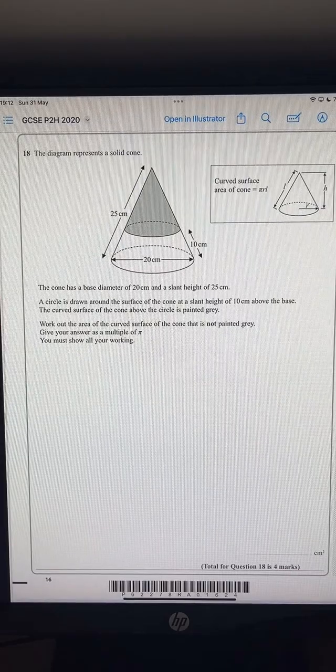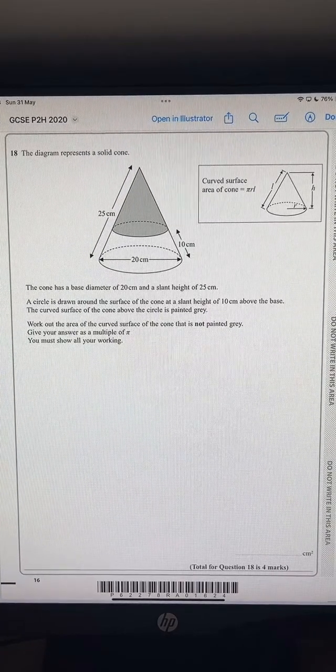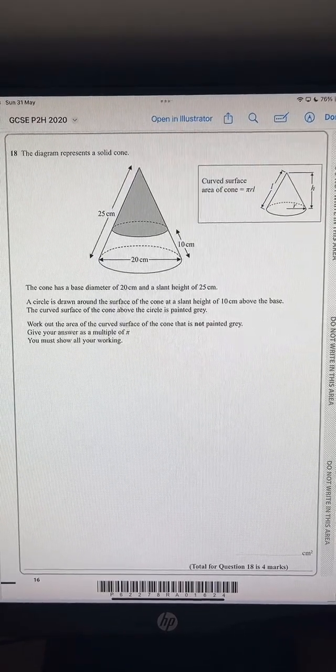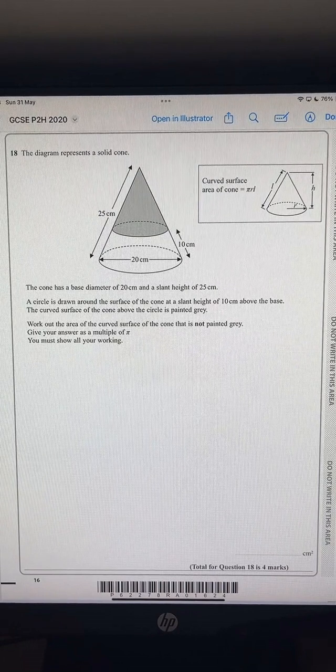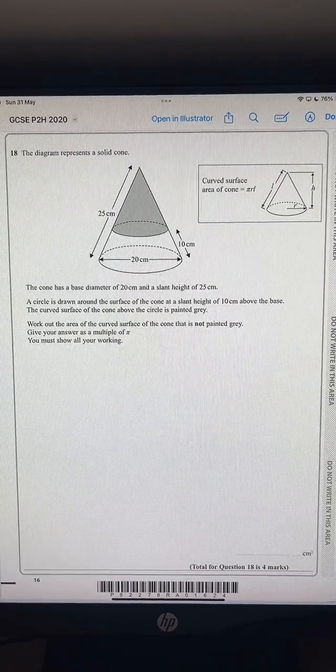Question 18. I'm going to, again, keep this on the screen for you guys to have a little read through. This question is actually not as bad as it seems. You did this question today. Yes, this is higher. And this question is not bad. They love cones questions, at Edexcel especially. Towards the end of the paper, every time I see a cones question, in my mind I'm like, cone. But they're actually not bad.